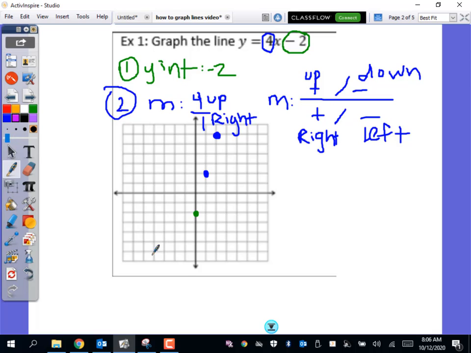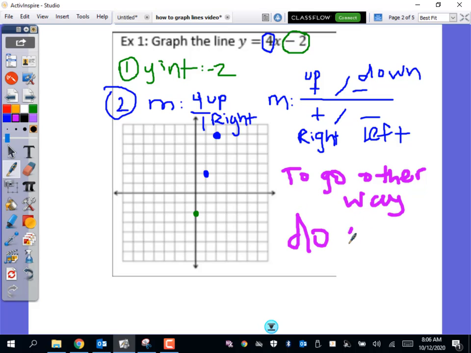Well, how do I go the other way? Because obviously the graph could continue somewhere over here. When you're going the other way, so if I want to go to the left, I'm sorry, this is really ugly writing. To go the other way, you have to do the opposite.